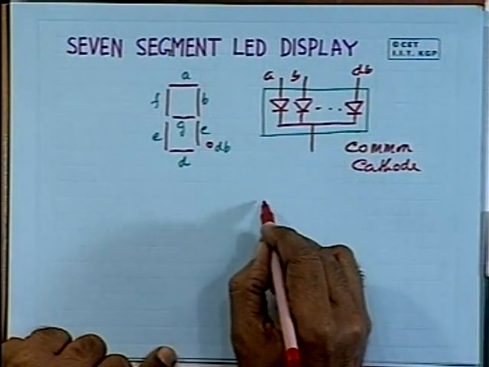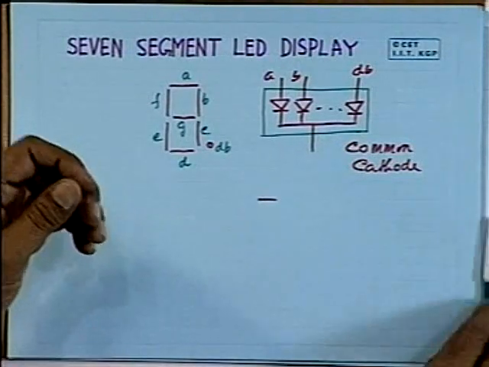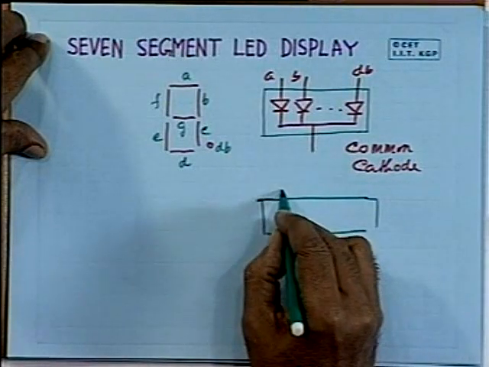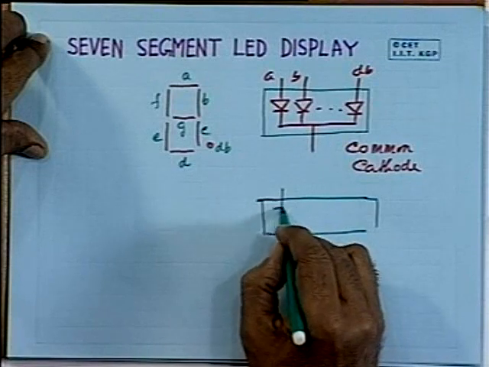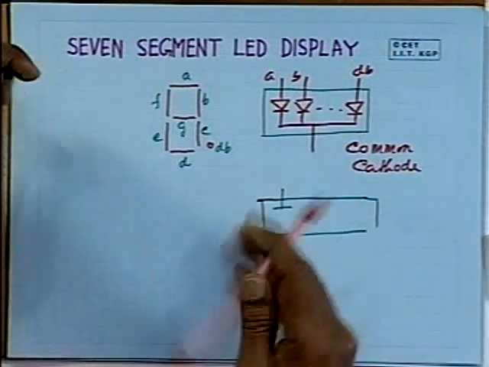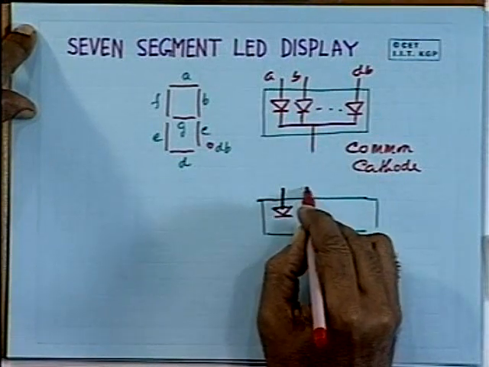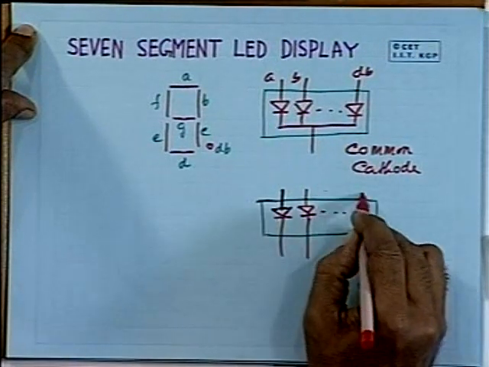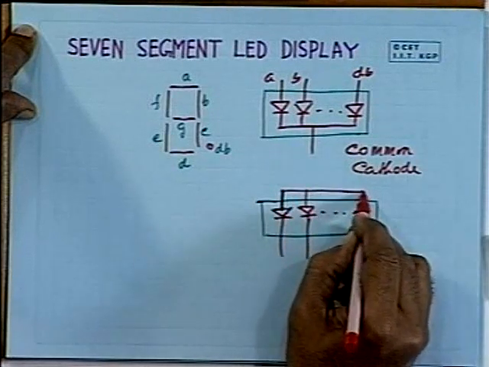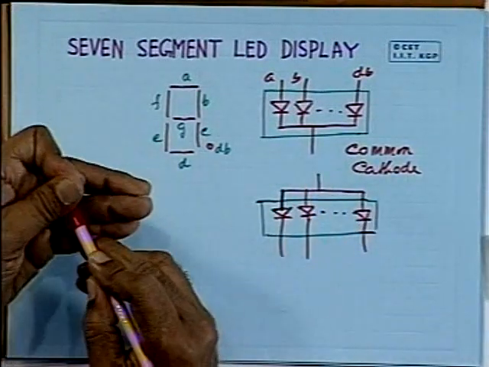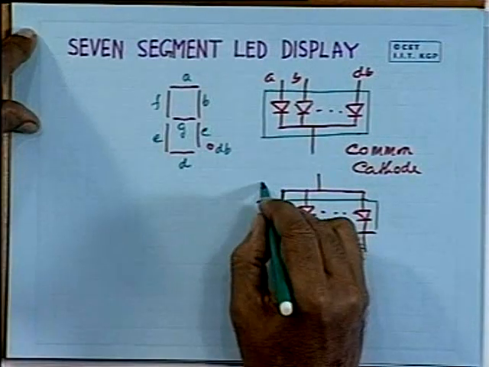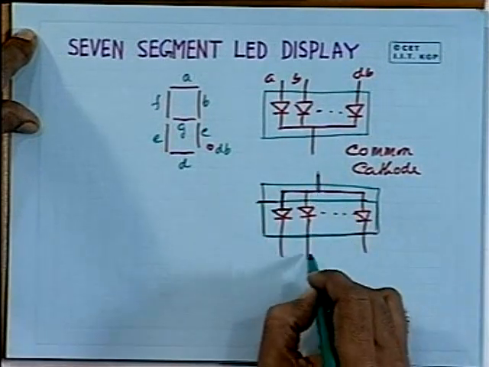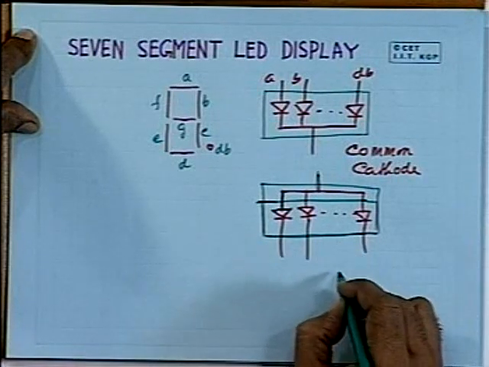The LED display can also be available in another form, in which all the anodes are tied together. Say this is one LED. Let me use the red pen. So, this is one LED, this is another LED. These cathodes are separately available, but the anodes are tied together and available as a single pin. In such a case, the package will give you this common line and these separate cathode lines, and this is known as common anode.